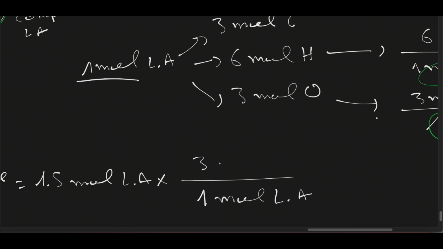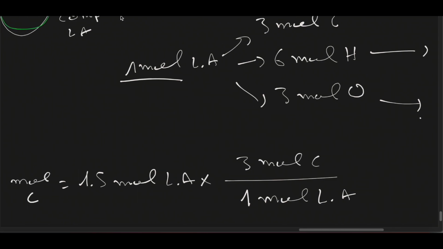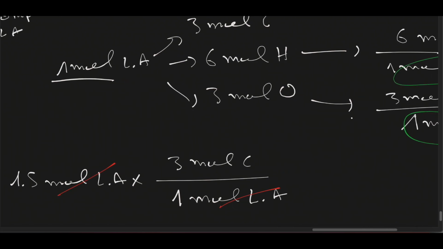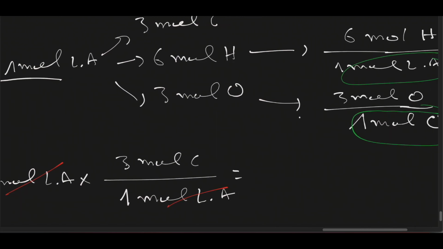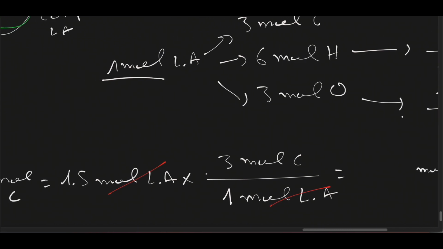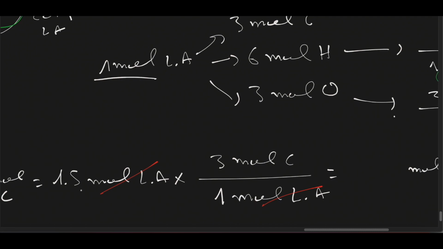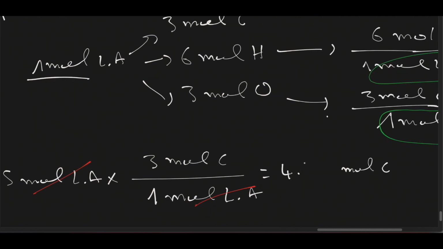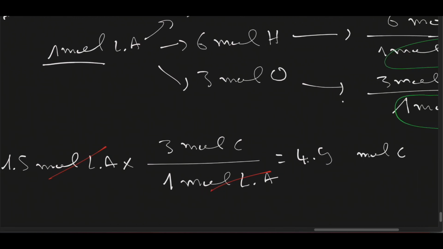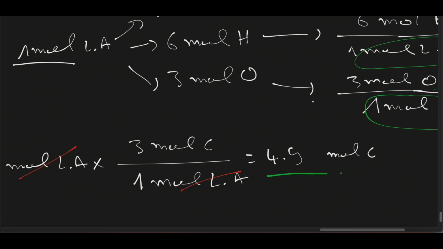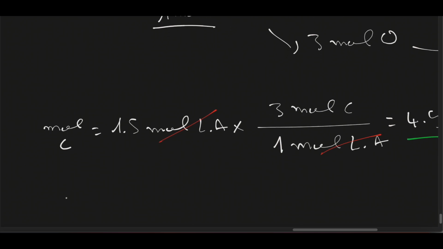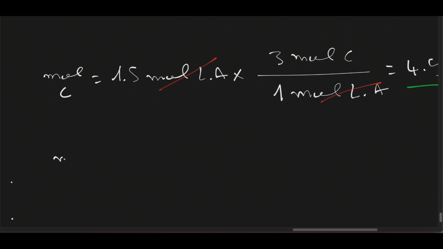We said that it contains 3 moles of carbon. So we can cancel mole of lactic acid, and we get the number of moles of carbon. Here 3 times 1.5 is equal to 4.5 moles. So for 1.5 moles of lactic acid we have 4.5 moles of carbon.